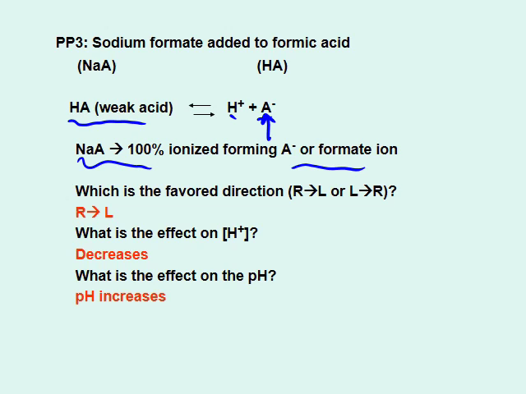And so Le Chatelier's principle tells us that as A minus, or formate ion, concentration increases, equilibrium would be shifted from right to the left. That would consume additional H plus. In other words, H plus concentration is going to decrease and pH is going to increase.